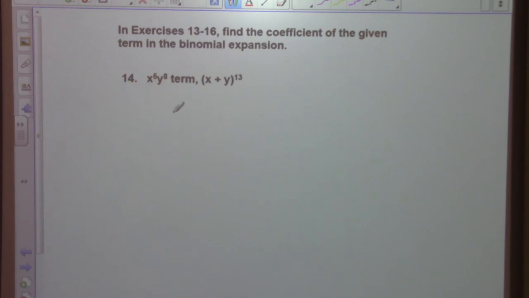And then this one is going to be the same thing. It's going to be n, 13. Well, it's going to be 13 choose 8, and that's going to give you your coefficient of expansion. 1,287. So 1,287, x to the 5th, y to the 8th. So that'll be your answer there.